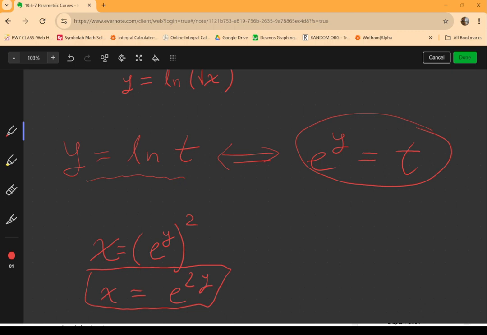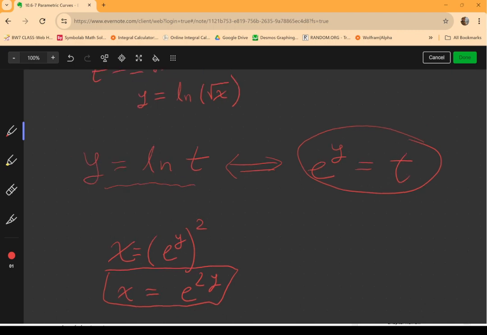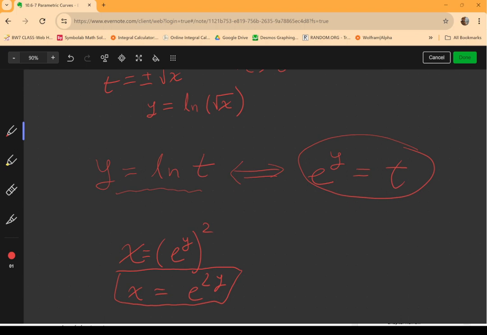Which is actually equivalent. Although they may look completely different, those two represent the same relation, the same graph.